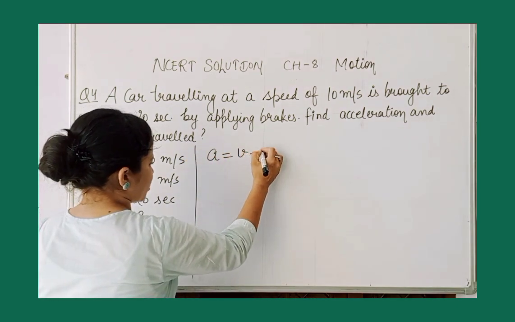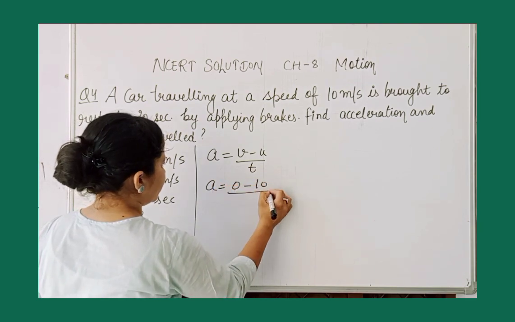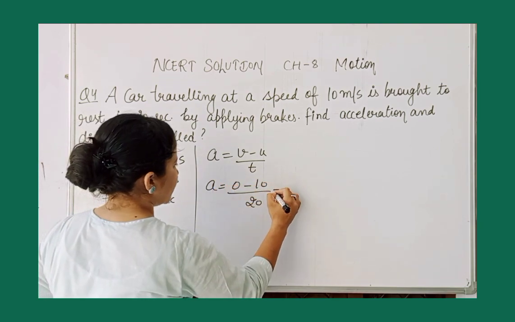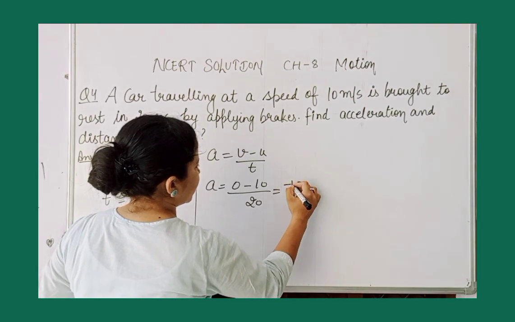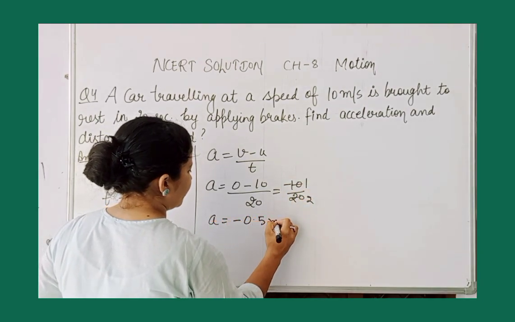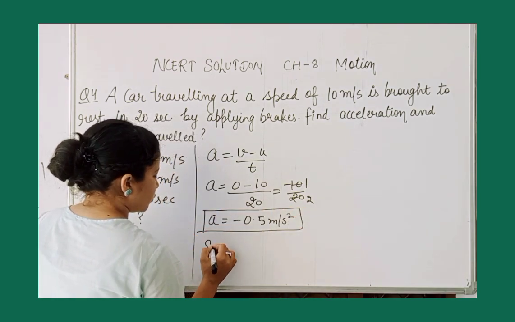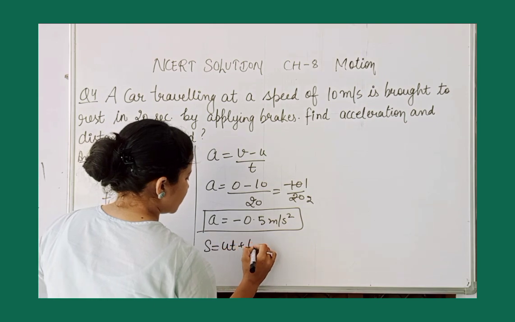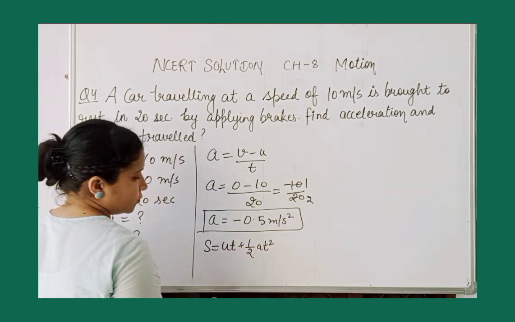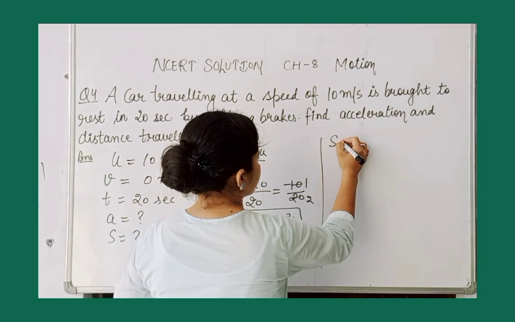So the formula for the acceleration is v minus u upon t. a is equal to 0 minus 10 divided by the time period of 20, so minus 10 upon 20. So acceleration is minus 0.5 meters per second square. For the distance traveled, we will use the second equation of motion as the time period is given here.